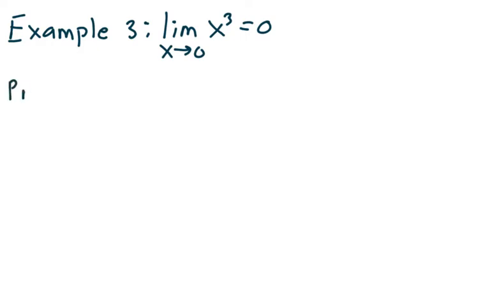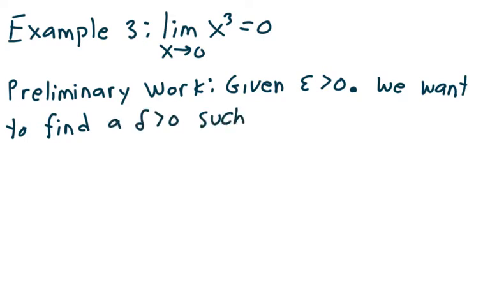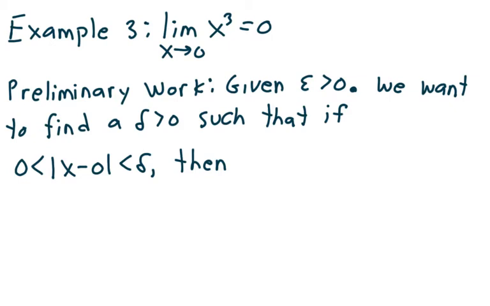And so again, we have preliminary work. Given epsilon greater than 0, we want to find a delta positive such that, let's write it on the next line, if the absolute value of x minus 0 is greater than 0 and less than delta, then the absolute value of x cubed minus 0 is less than epsilon.